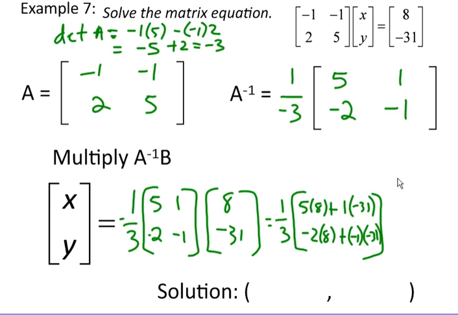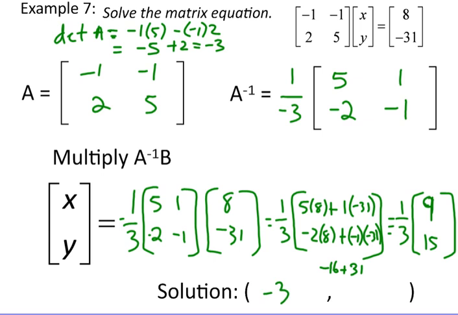Okay. So we have 1/3 times, so 40 minus 31 is 9. And then we have 31, right? This is 31 minus 16 is 15. So 9 divided by -3 is -3. And then 15 divided by -3 is -5. So our solution set is -3, 5.